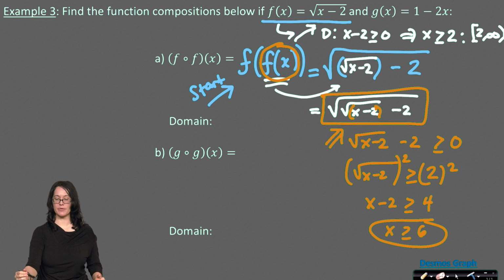Well, let's go ahead and input 6 into this function. 6 minus 2 is 4. The square root of 4 is 2. 2 minus 2 is 0, and the square root of 0 is 0. Feel free to go through that again. That means that if I input 6, I get 0 as an output.